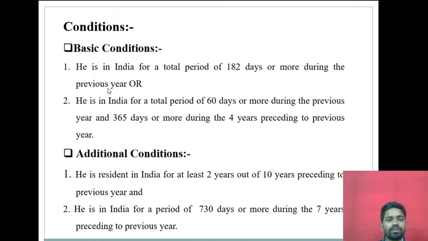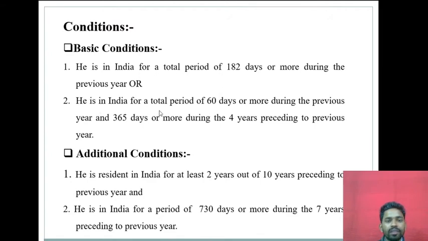The first one is that he or she is in India for a total period of 182 days or more during the previous year. Previous year means what? In the problems they will give the assessment year. Whatever year comes before that assessment year is the previous year. In that previous year, he or she should have lived in India for 182 days. And the second condition is what?